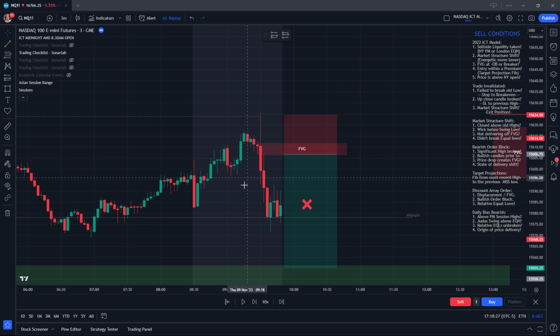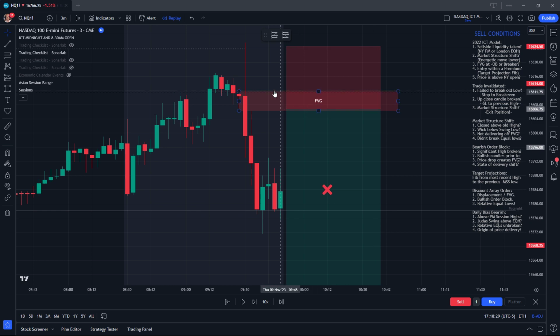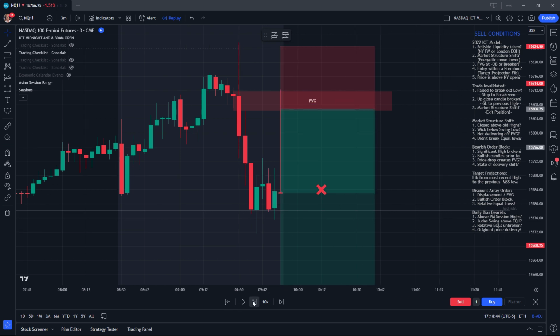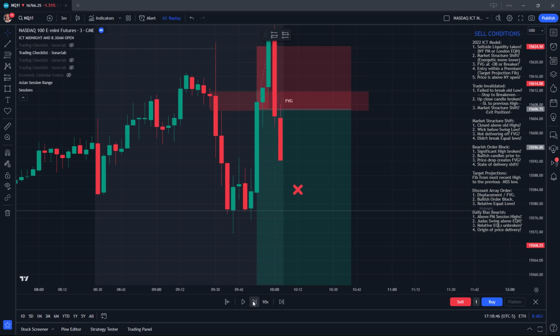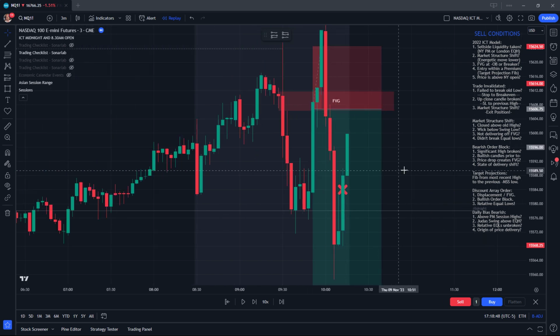Yeah, we have the fair value gap here. Is the entry within a discount? Yes, it is. Priced above the New York Open. Okay, well that's fair enough. I had those extra rules. Okay, so it doesn't prevent this one.